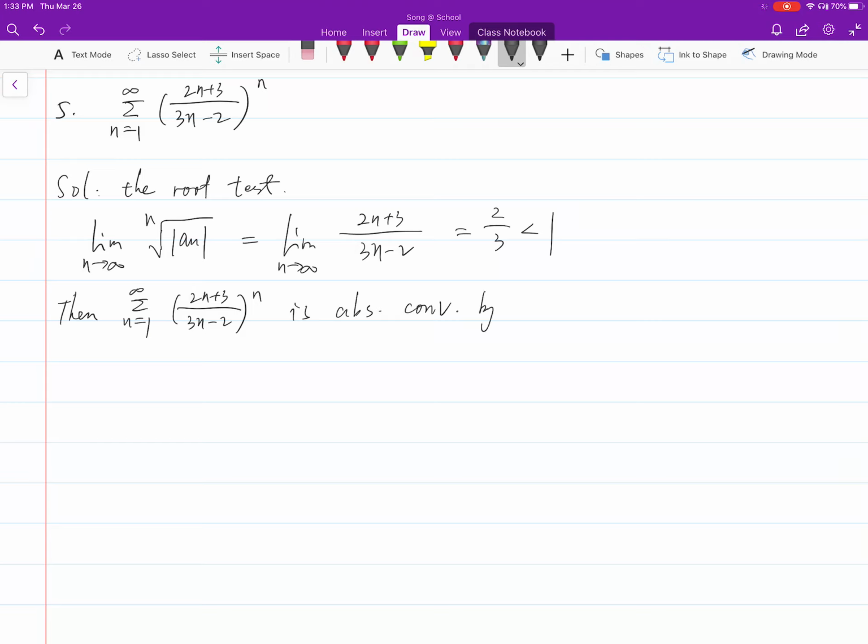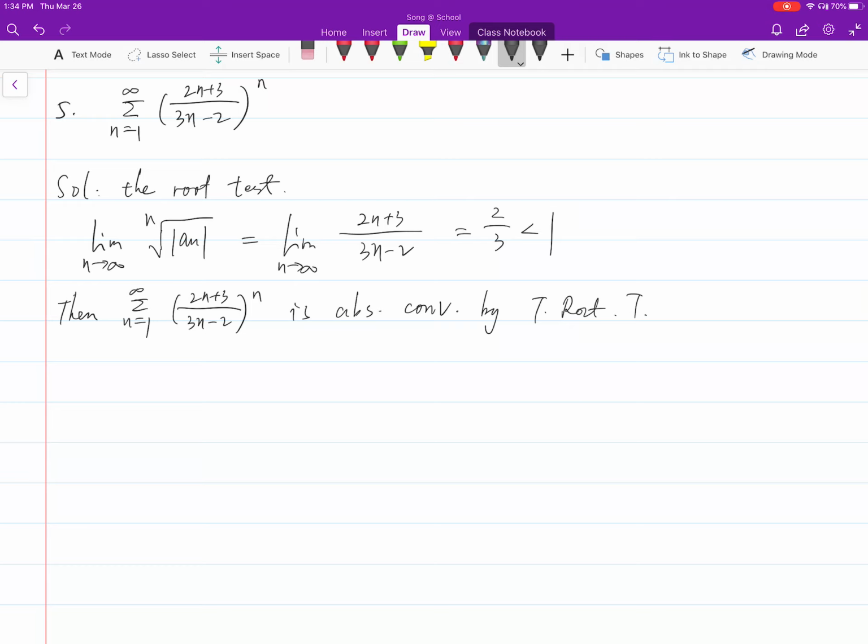according to the root test. Okay, this is what we have from the ratio test and the root test. We just check two things. The first one, you check a ratio. The second one, you check a root.